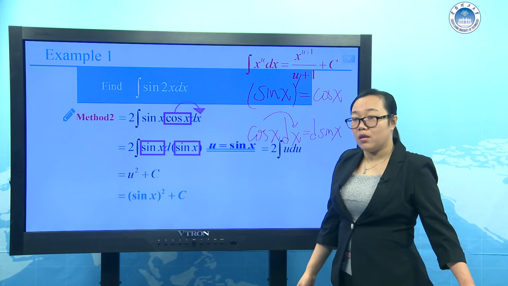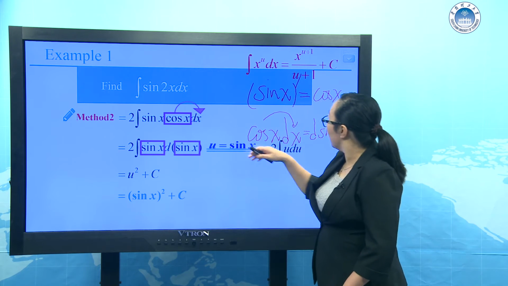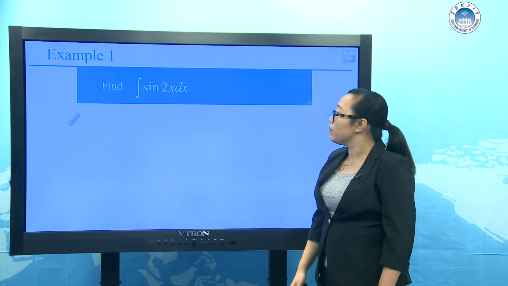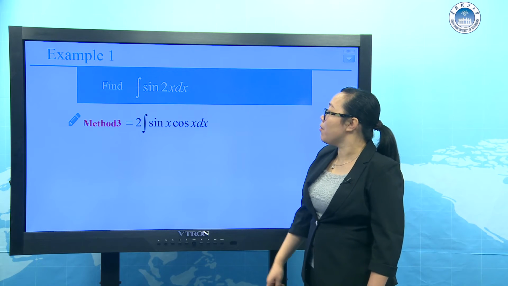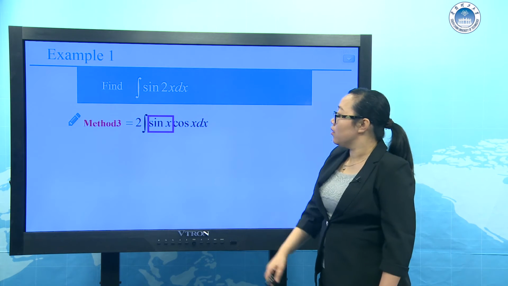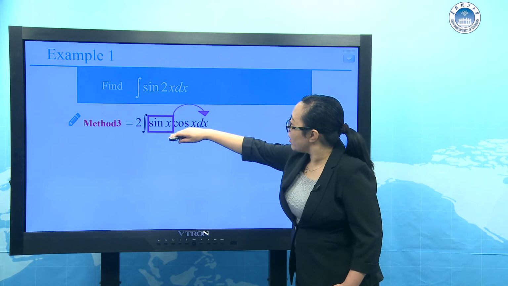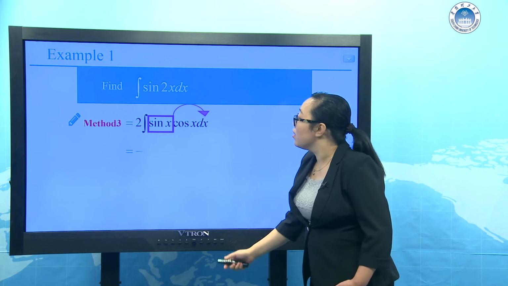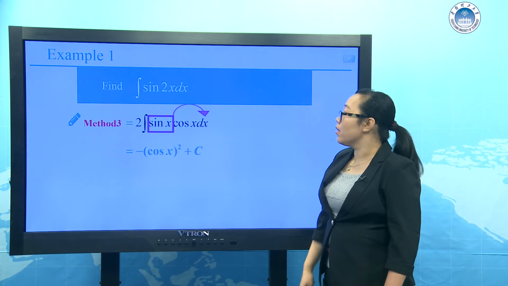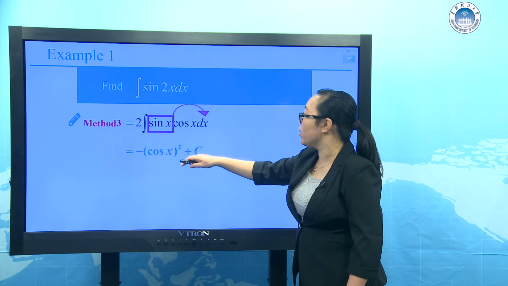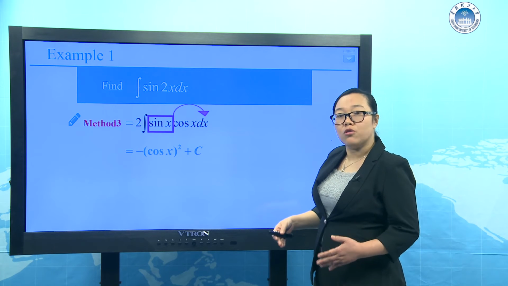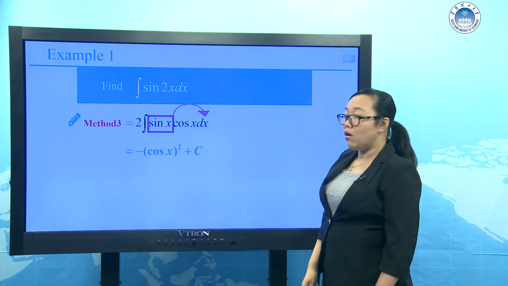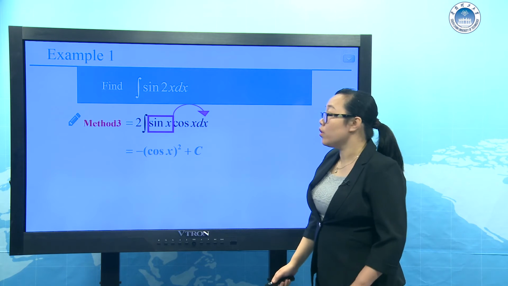Maybe another student says sin x and cosine x, their derivatives have another relationship. So look at method 3. Still equals 2 sin x cosine x dx. Now I want to take cosine x in as the derivative, becoming the differential of cosine x. Similarly, it equals minus cosine squared x plus c. After class, you try to finish the concrete steps by yourself. Okay, the same question, there are 3 answers.